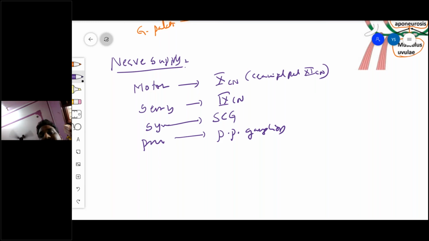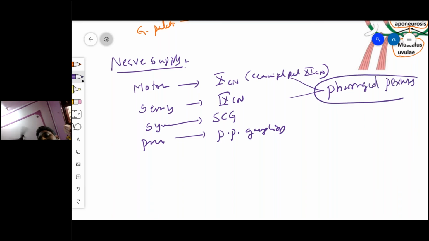Simply, what we call this is almost the pharyngeal plexus. Have you seen this in the pharynx? Yes, sir. Yes, sir.